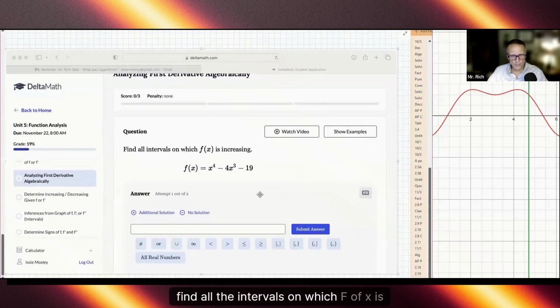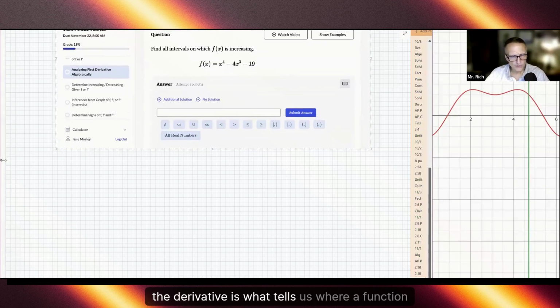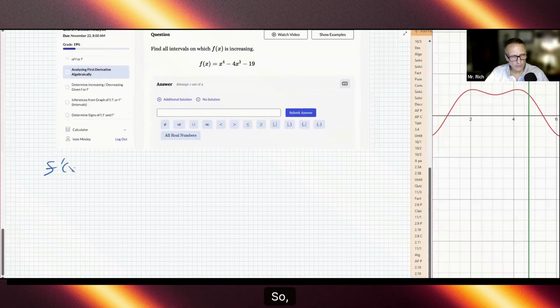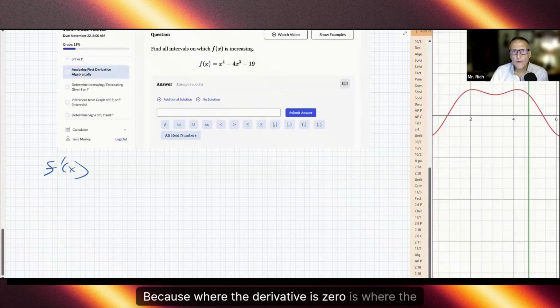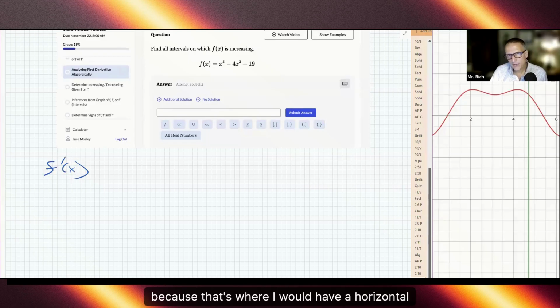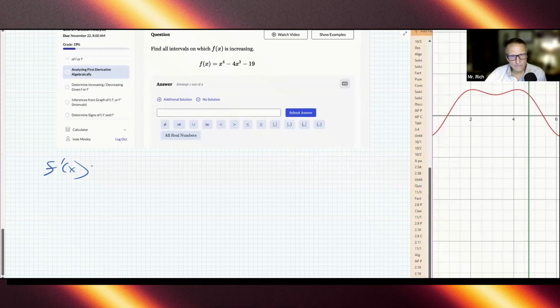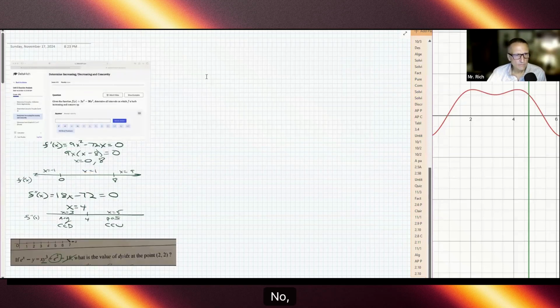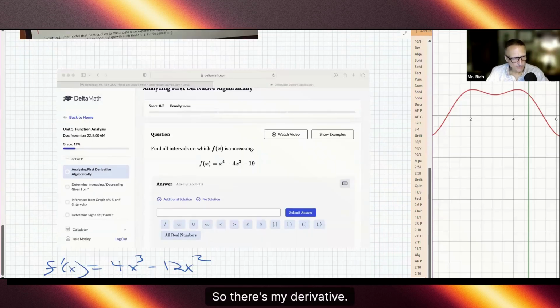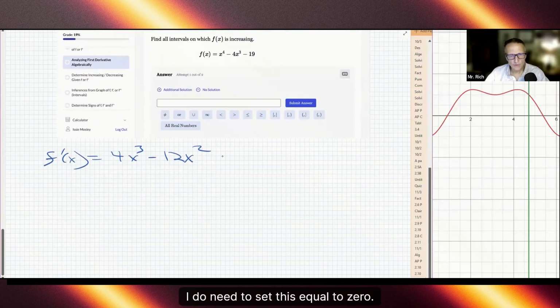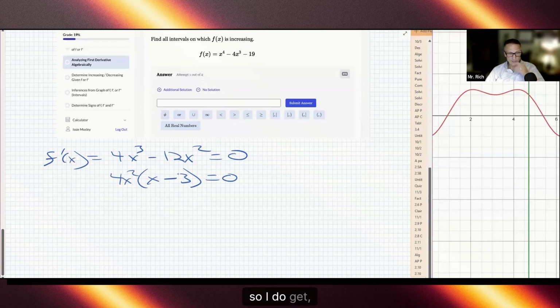This says find all the intervals on which f of x is increasing. Well, the derivative is what tells us where a function is increasing or decreasing. So we need to take the derivative and set it equal to 0, because where the derivative is 0 is where the function could be changing from increasing to decreasing, where I would have a horizontal tangent line. So here's my derivative, 4x cubed... It's similar to one I worked, but not the same. I need to set this equal to 0, so I'll solve it by factoring out 4x squared times x minus 3. So I get x equals 0 and x equals 3.